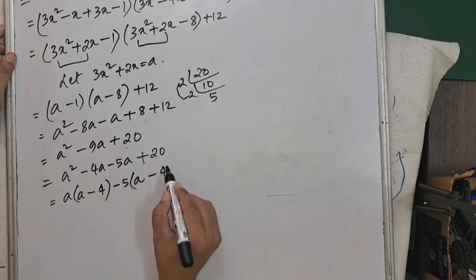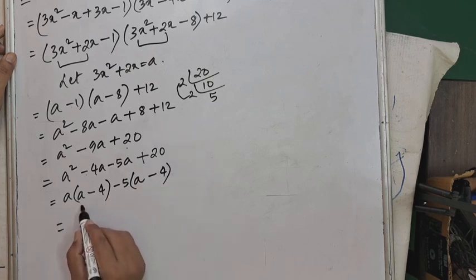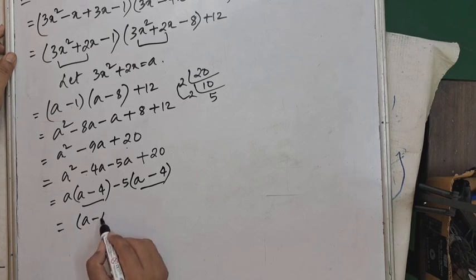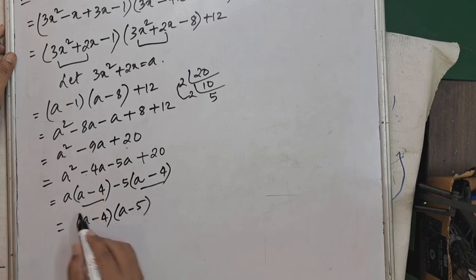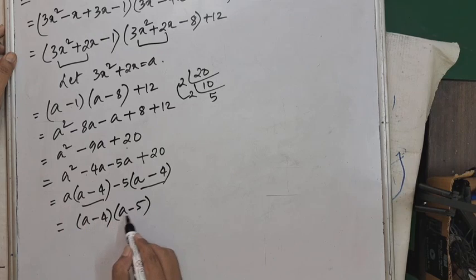5 4s are 20. Again we have a minus 4 common. So we take a minus 4 as common. And then we have a minus 5 within the bracket. A minus 4 is taken common. A minus 5 will remain within the bracket. So this is the solution.